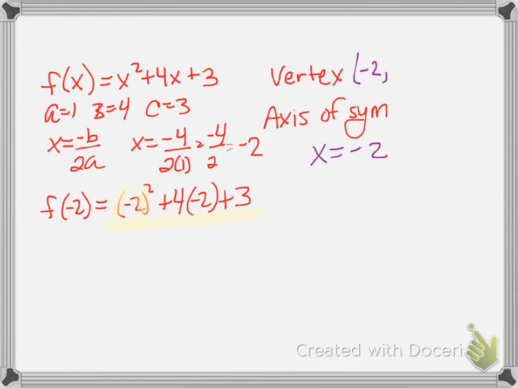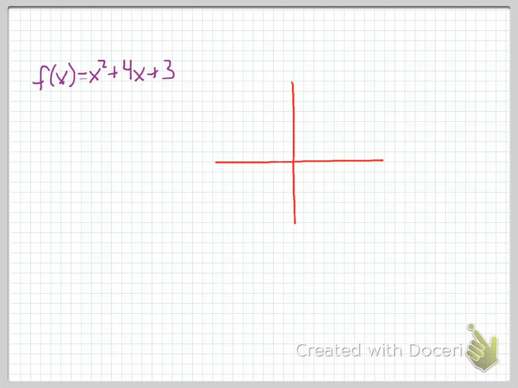So negative 2 times negative 2 is positive 4, plus negative 8, plus 3. That makes negative 4, plus 3, and negative 1. So the vertex is negative 2, negative 1.